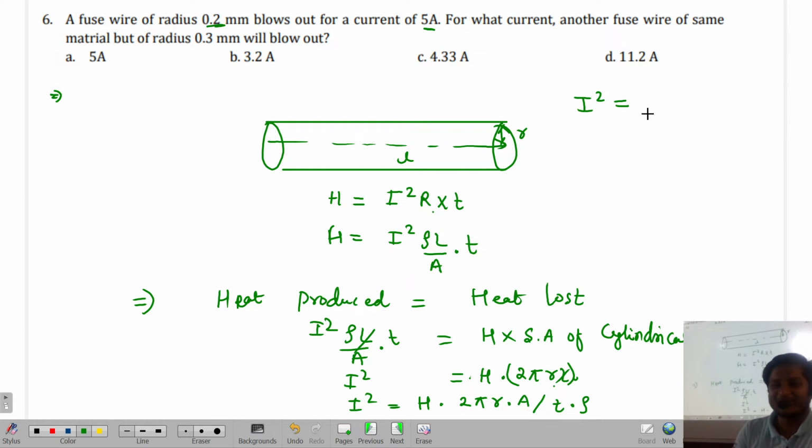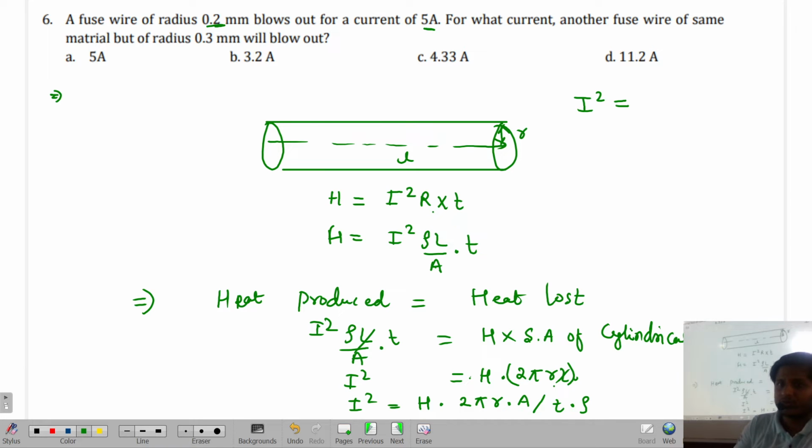So I square is how much? It is equal to h into 2 pi r into area A divided by t into rho. Now, try to write this formula. I am going to do it again in the class, when I give the whole description of heat in terms of current.